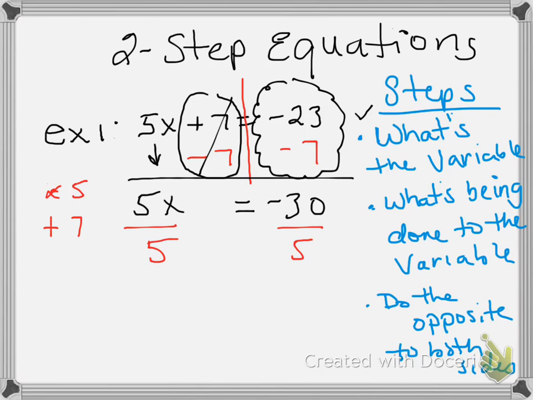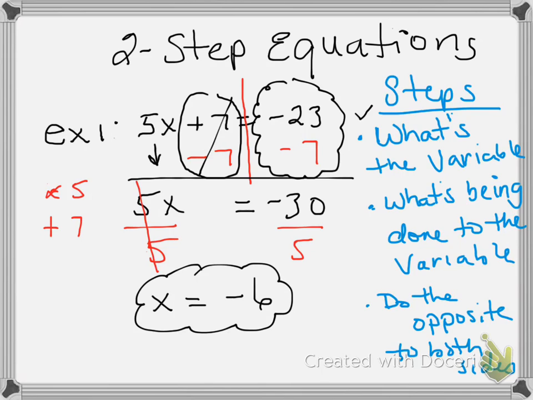When I do this, remember we have 5 divided by 5. This is really one of the most missed questions. A lot of kids think that this is a 0, but it's actually 5 divided by 5 is 1, and 1 times x is going to give me my x value. And now you take negative 30 and you divide it by 5, and you're going to get negative 6.